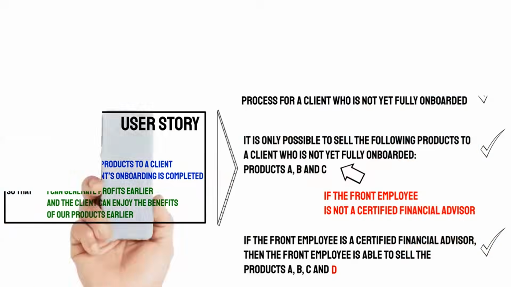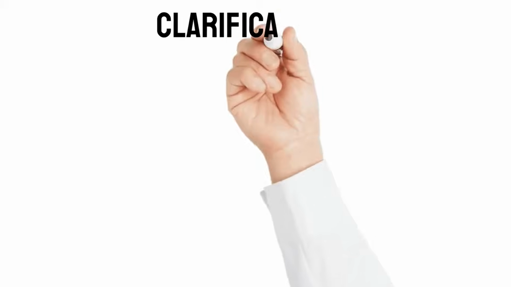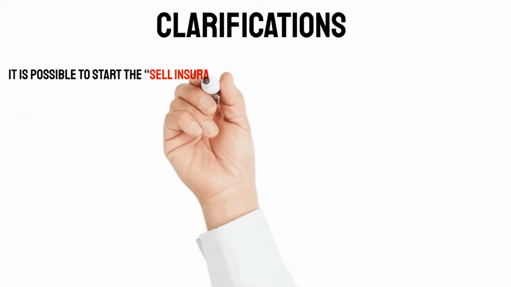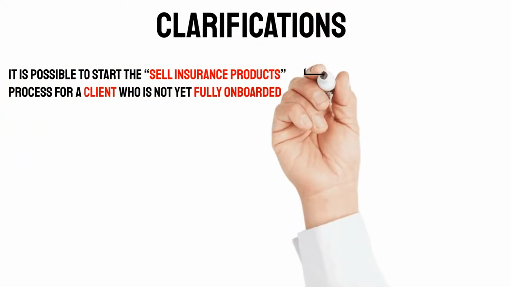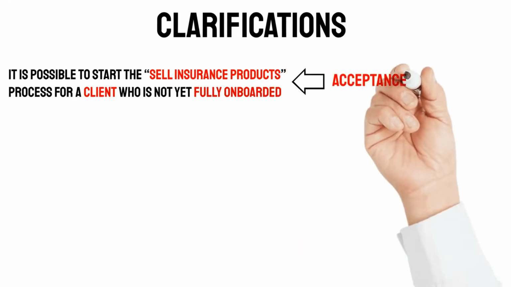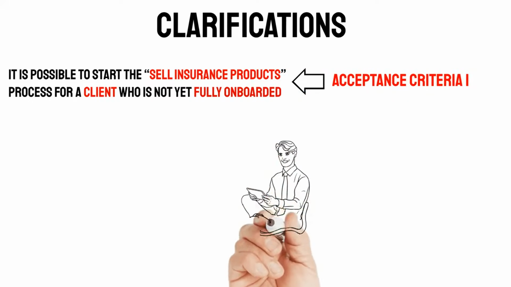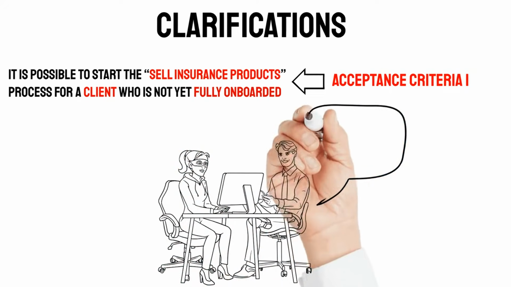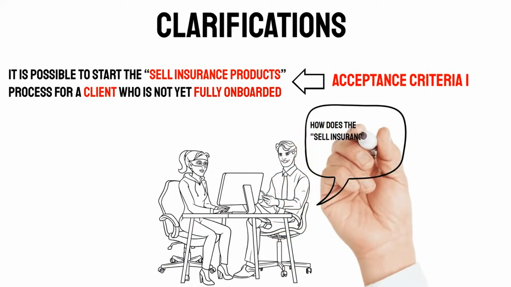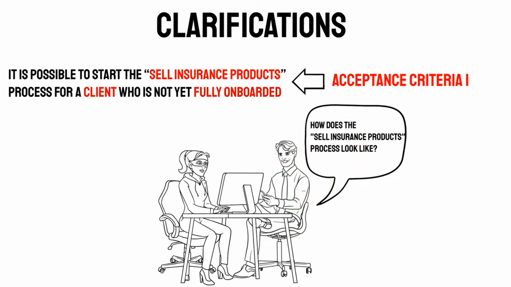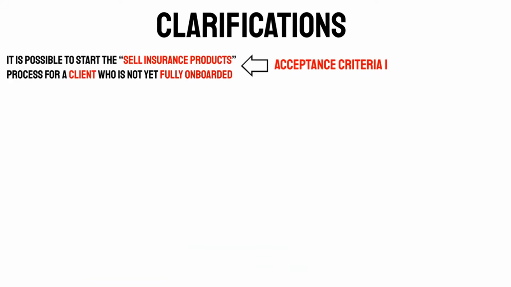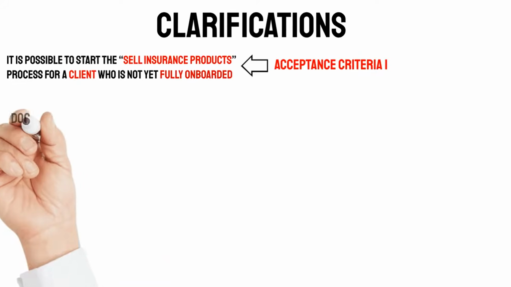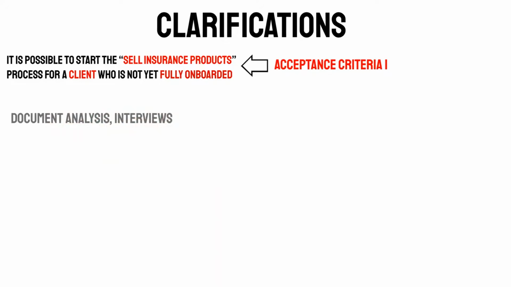Now we have to make some clarifications to really understand every acceptance criteria. Let's go with the first one, for example. I've just marked in red the parts which need more clarification. So what exactly is the sell insurance products process? How does it look? What exactly is a client on a data level? How does a client look like on a data level? And also on a data perspective, what does it mean to be fully onboarded? By having document analysis and also interviews, we can get the answers to these questions.